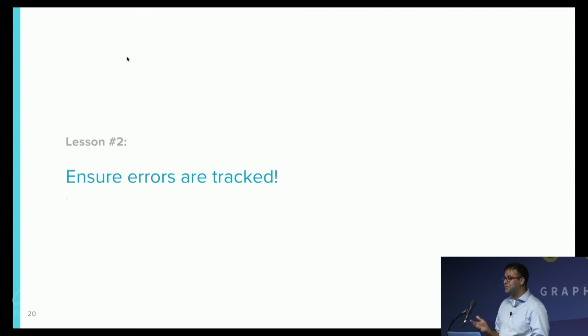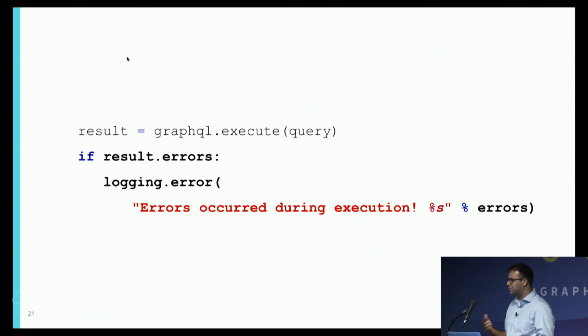So the lesson here is simple, really: just don't do that. Make sure you're tracking your errors. And for us, that was also really simple. When we execute our GraphQL query, we can just log if there were errors. And that's not the only way to solve this problem.